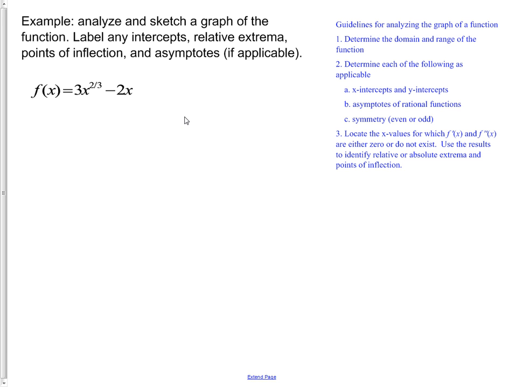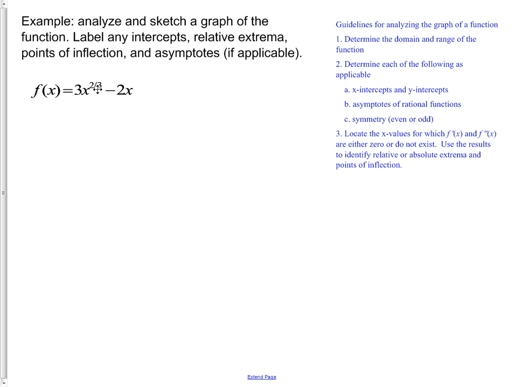So this time, let's spend a little bit of time going through a graph that's a little bit more unusual. We've got 3 times x to the 2/3 minus 2x, and we want to, again, analyze and sketch the graph of the function, label any intercepts, relative extrema, or points of inflection, and asymptotes if applicable. In this case, actually, there are no asymptotes. And the reason why is that this function is actually defined for all real numbers.